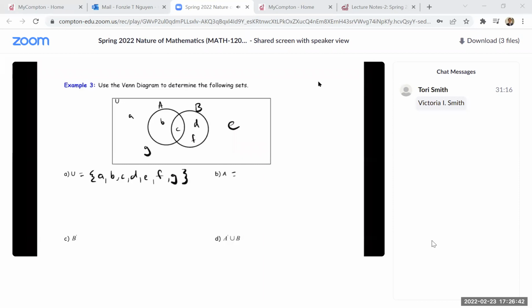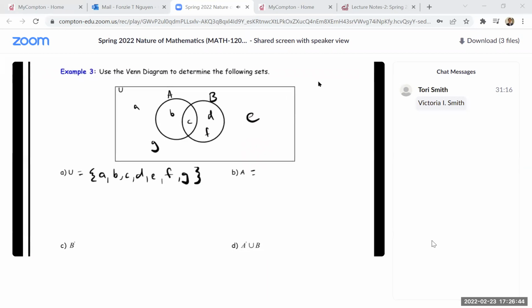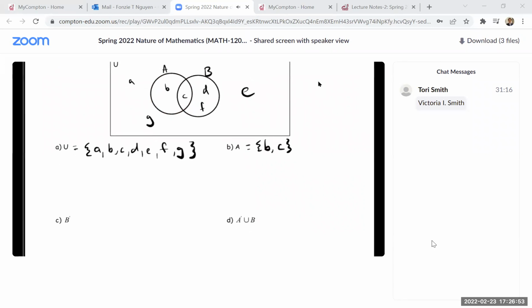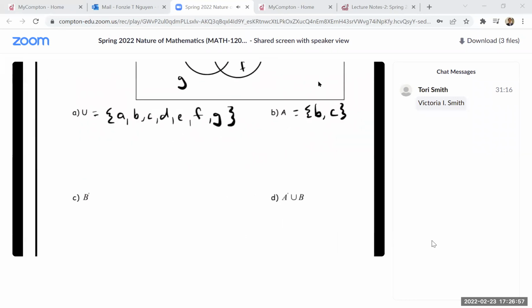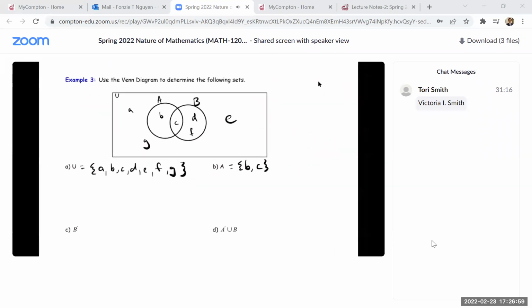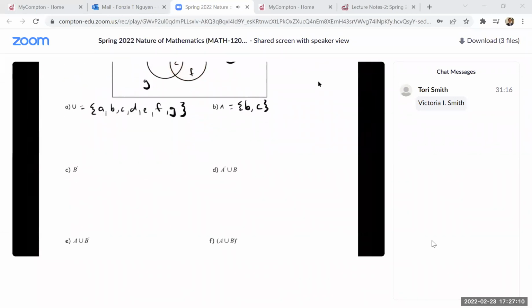What's in just set A? B and C. Yeah, B and C. Very good. All right. What's in the complement of B? Be careful with the apostrophe. The complement of B would be A, D, G, and E. Yeah, everything outside of the circle B. Very good.